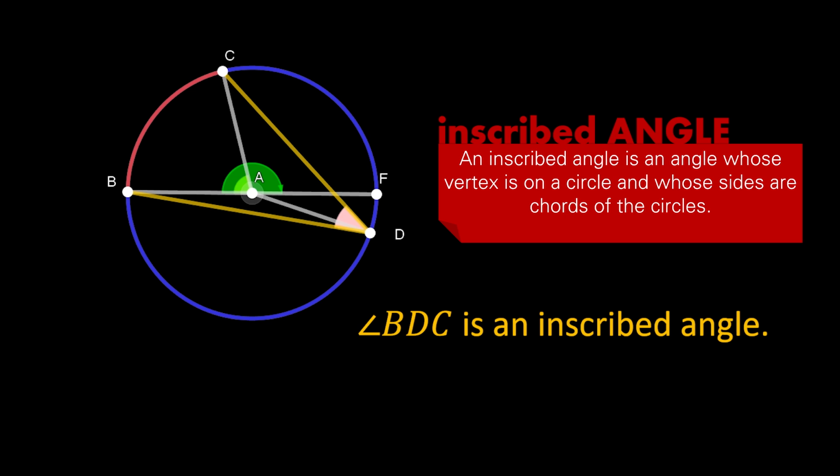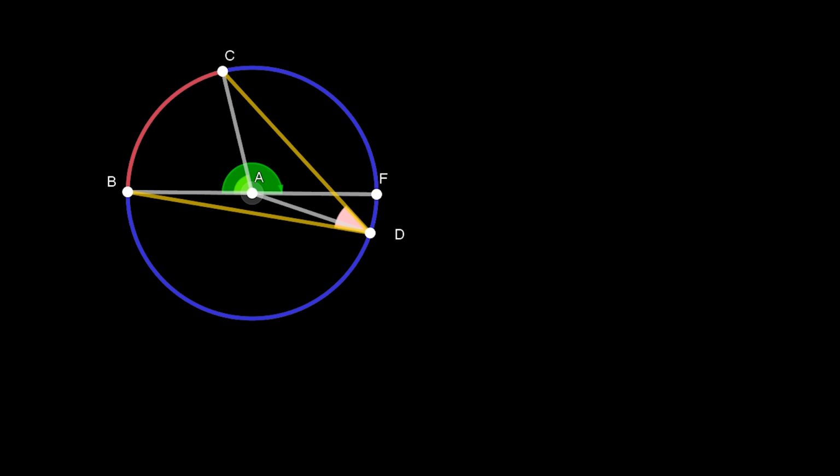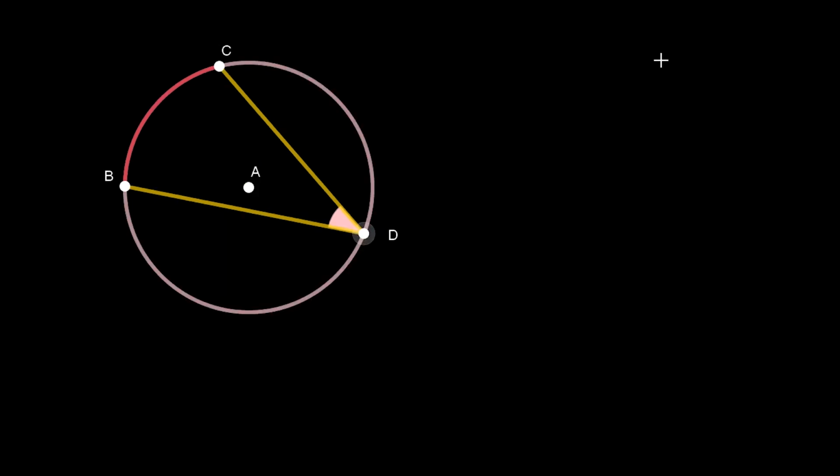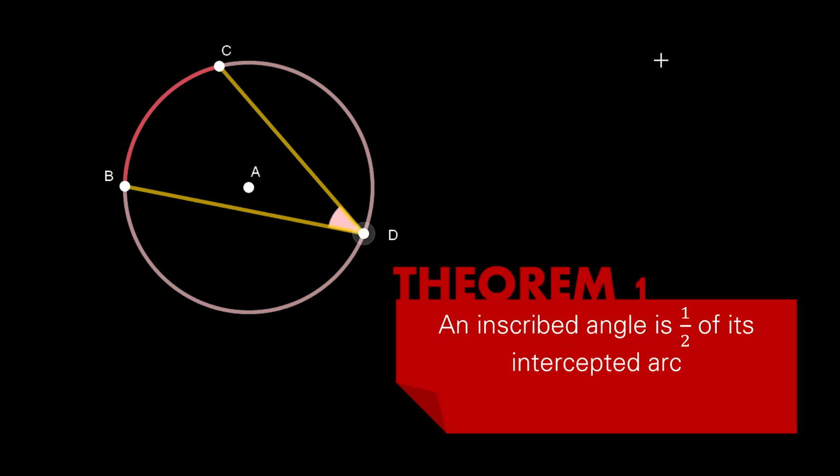And for the first part of this video, we're going to talk about the theorems related to inscribed angles. The first theorem for inscribed angles, theorem number 1, states that an inscribed angle is 1/2 of its intercepted arc. So in this case, angle BDC is equal to 1/2 of the degree measure of arc BC.